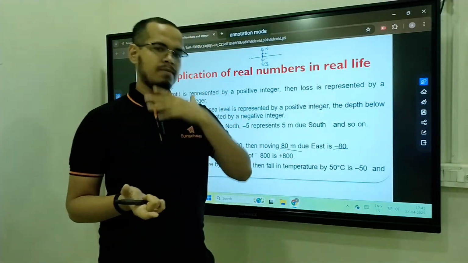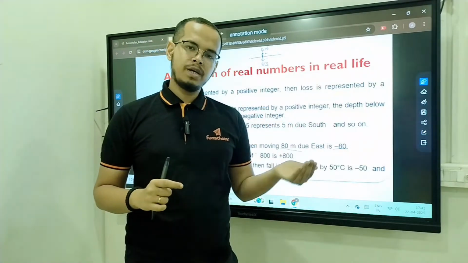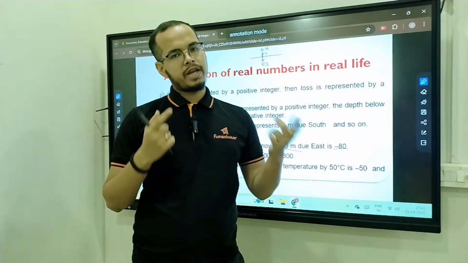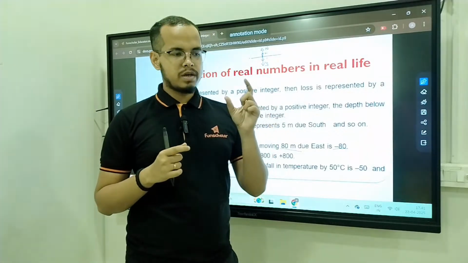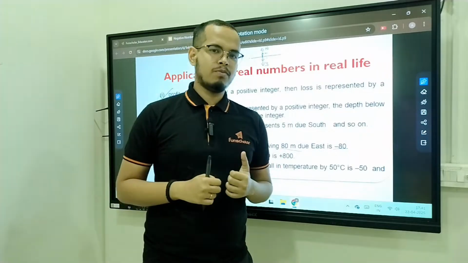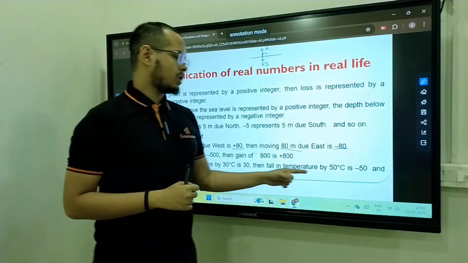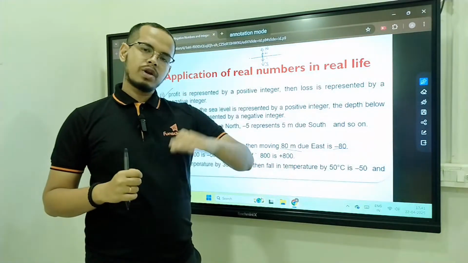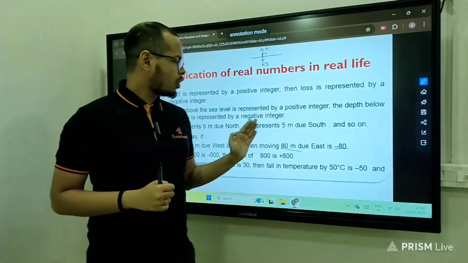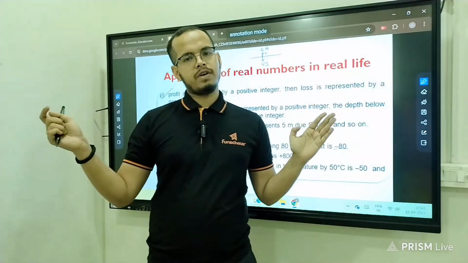The mobile phone example: buying it for 100 rupees, selling it for 120 rupees, I get a profit of 20. Buying the charger for 50 rupees and selling it for 40 rupees, I get a loss of 10 rupees. So loss is always given a negative because we are losing something on the price that we have bought. Rise in temperature by 30 degrees is plus, and fall in temperature by 50 degrees is minus. In all of these examples, we have 0, which is neither a positive nor a negative integer.